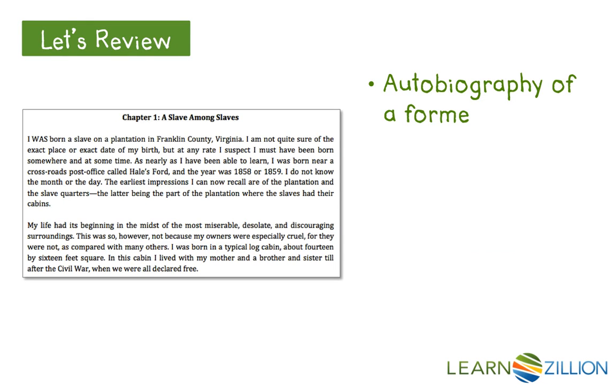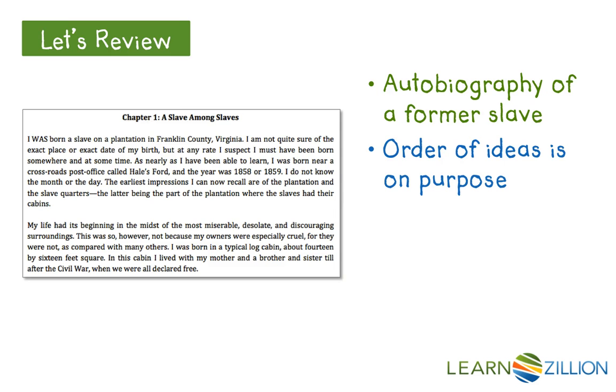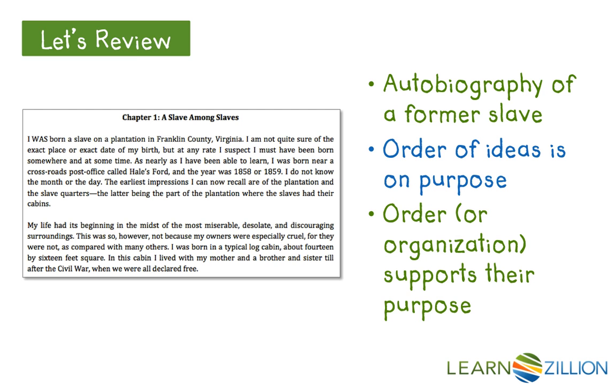We're remembering that Chapter 1, Up from Slavery, is an autobiography of a former slave. We're also remembering that authors are very thoughtful about the order of their ideas and points. They write their ideas down in a specific order such that they support their ultimate purpose in writing the text in the first place.